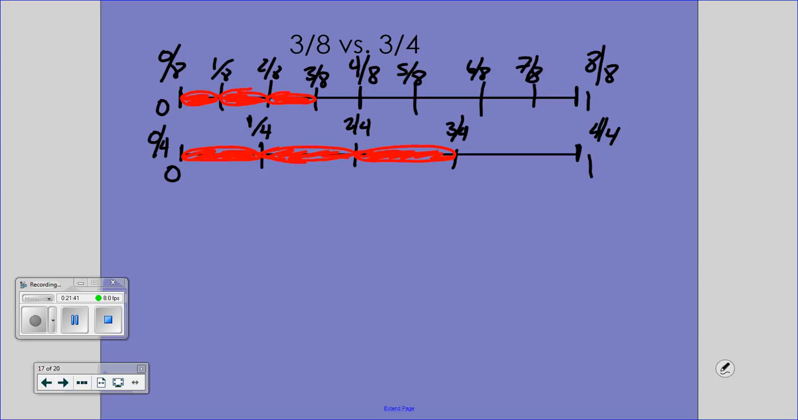From this picture, can you clearly tell which fraction is larger and which fraction is smaller? Yes. Somebody tell me the expression that I would write. McKenna? 3 fourths is greater than 3/8. I could flip that around if I wanted to, yes.